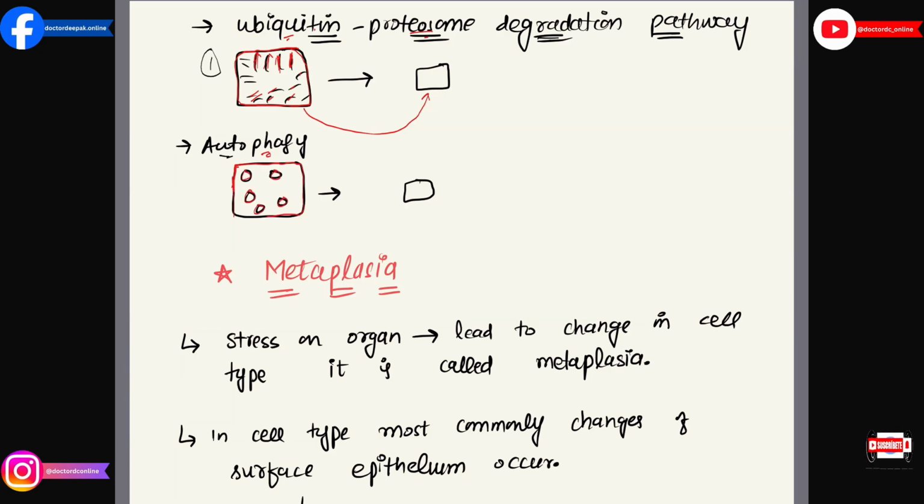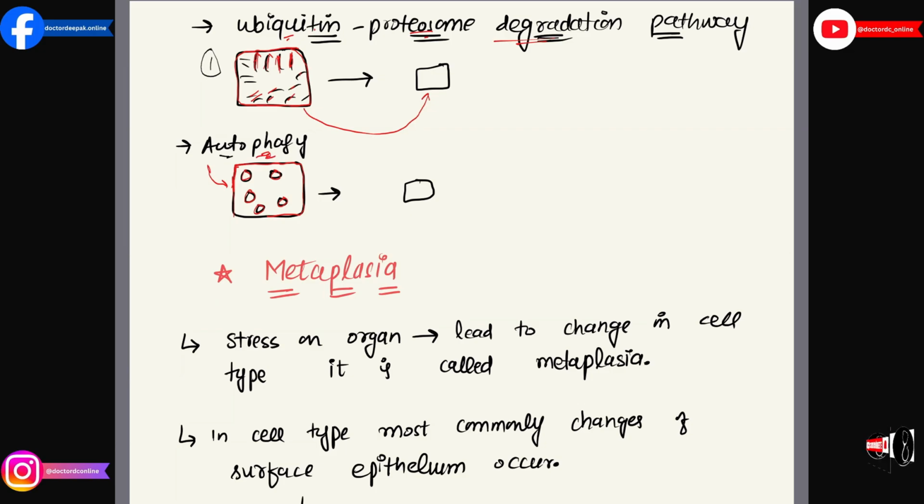Basically, when I put a stress on this cell, that cell undergoes atrophy. Atrophy means it is going to decrease its size, and we understand this: an organ can decrease its size by two mechanisms. One, by decreasing the number of cells, which we say is through apoptosis. Second, by decreasing its size. And how is the size decreased? The first is the ubiquitin proteasome degradation pathway, and the second is autophagy.